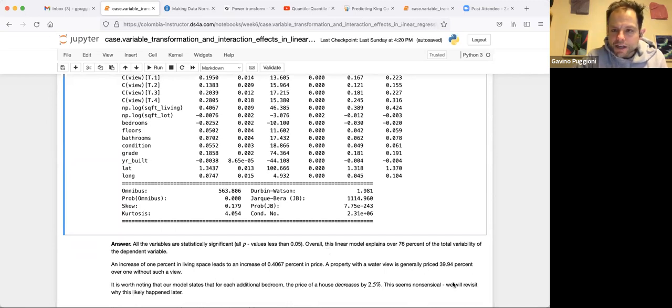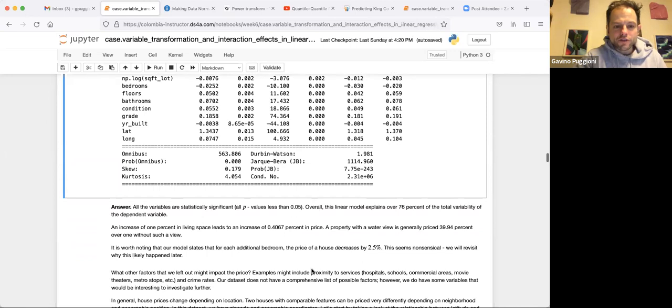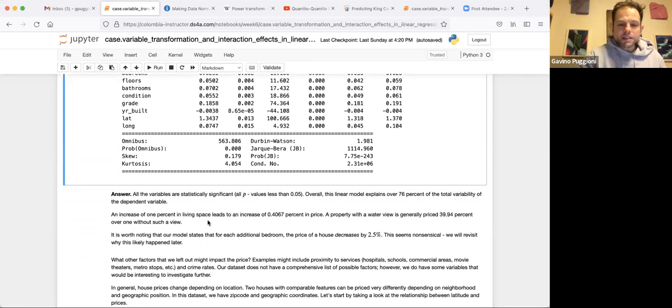And the linear model explains about 76% of the total variability, and an increase of 1% in living space leads to an increase of 0.4% in price. And a property with a water view is priced at 39.94% over one without such a view. Remember that for categorical variables, you are comparing the baseline, which is no water view, so it's when the variable is 0, to when the variable is equal to 1. That means it has a waterfront.